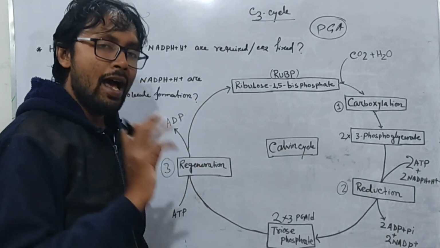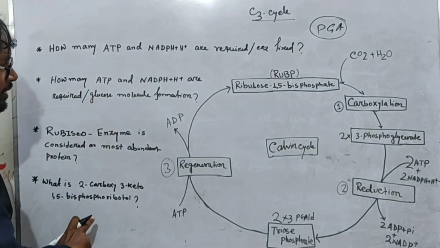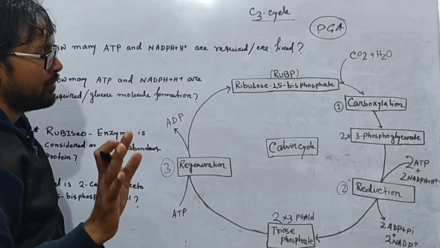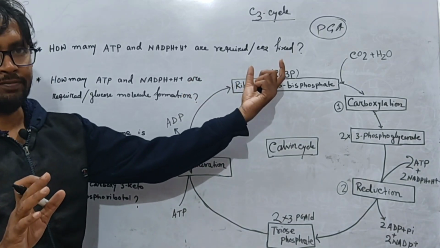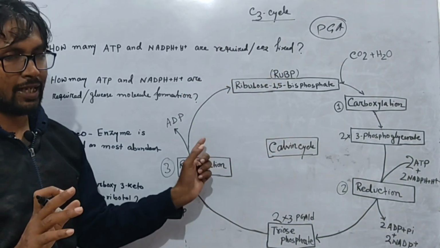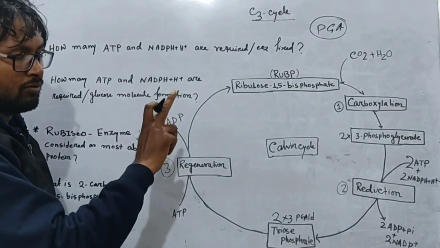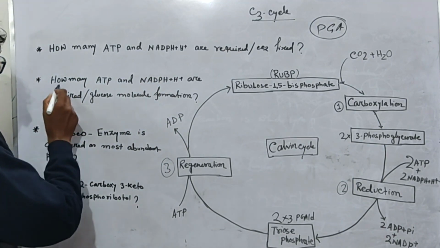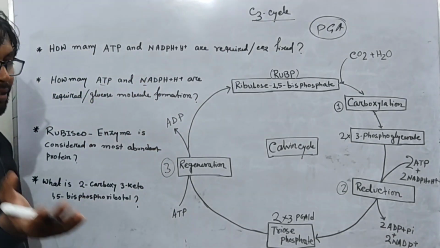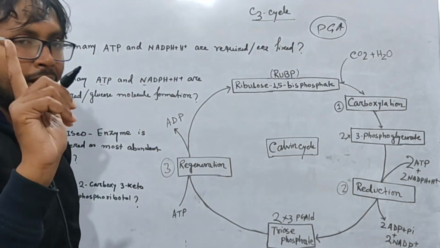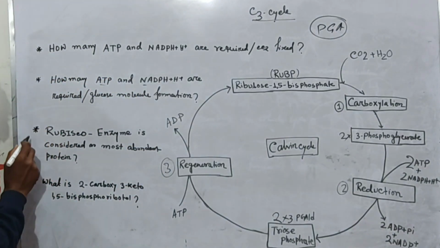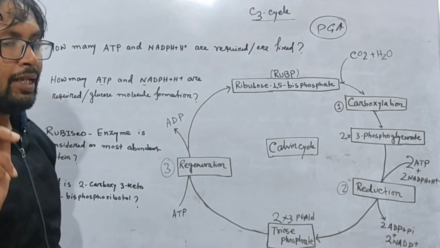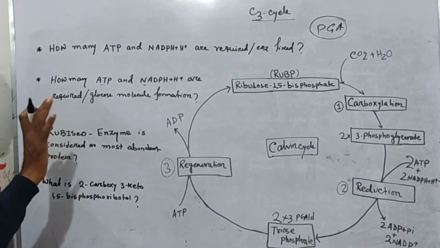First we will discuss it and answer each and every question. Like, how many ATP and NADPH are required per carbon dioxide fixed? That is, in the Calvin cycle, for a single carbon dioxide fixed, how many ATP and NADPH are required? Second, how many ATP and NADPH are required for synthesis of one glucose molecule? Third, why is the Rubisco enzyme called the most abundant enzyme or protein in the universe?